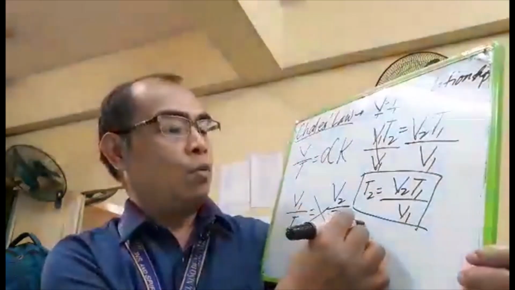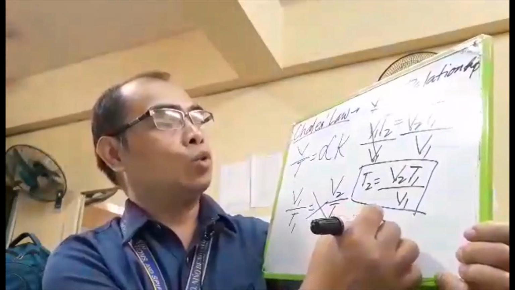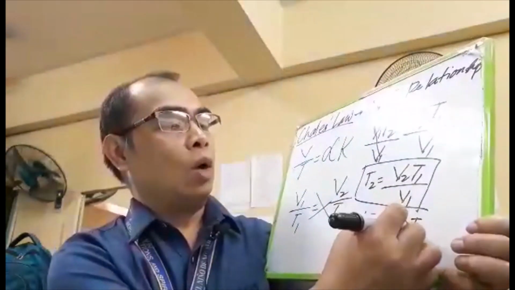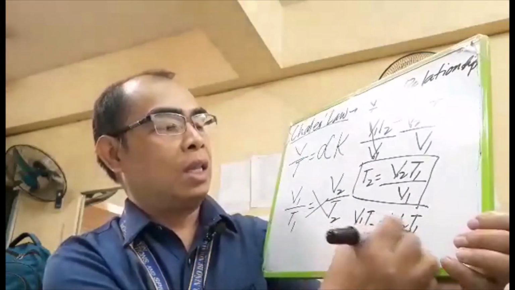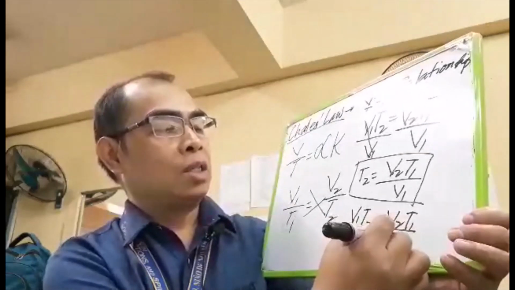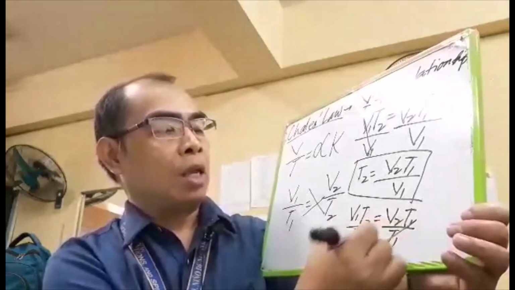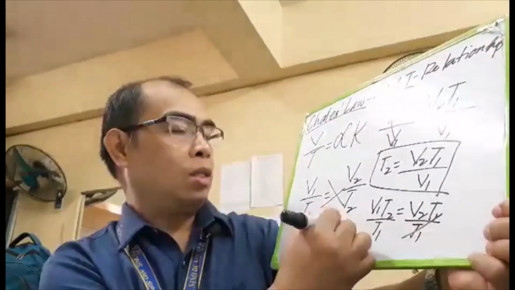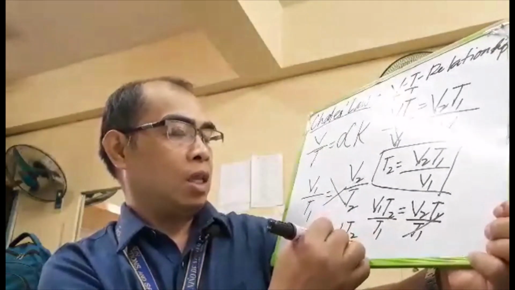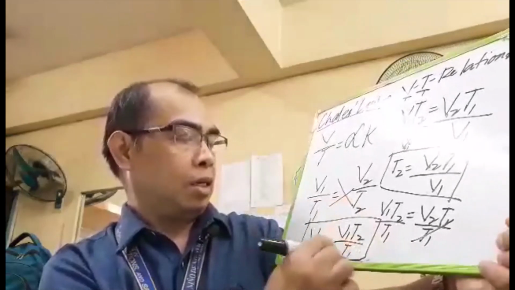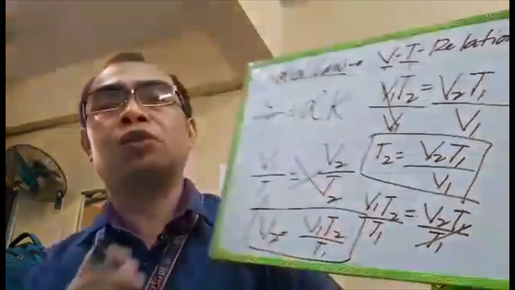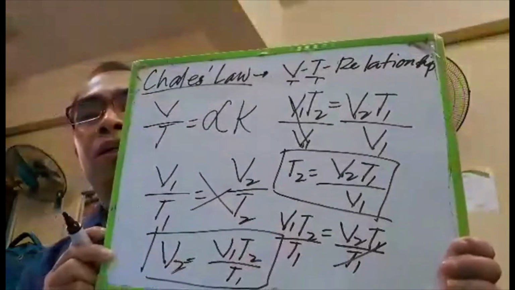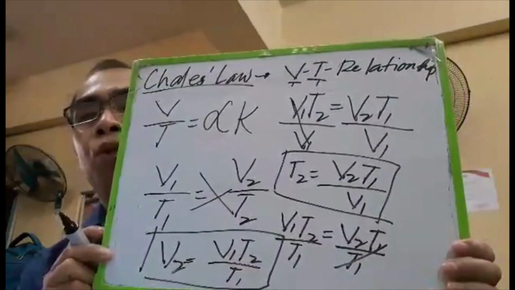So we have V1 T2 is equal to V2 T1. What if you're going to solve for the final volume? Divide both sides by T1. Cancel this. Therefore, V2 is equal to V1 T2 over T1. So these are the formulas that we're going to use in solving word problems related to Charles law.